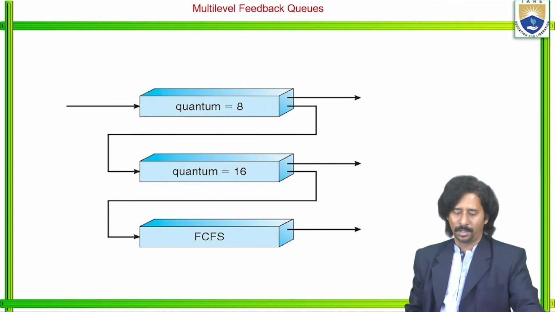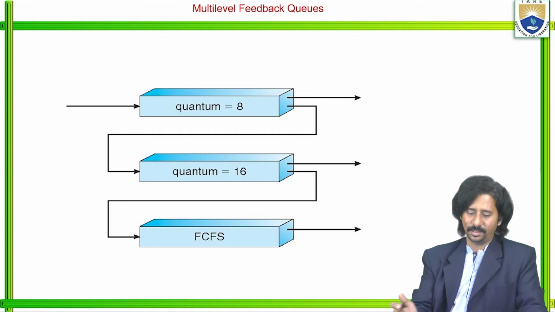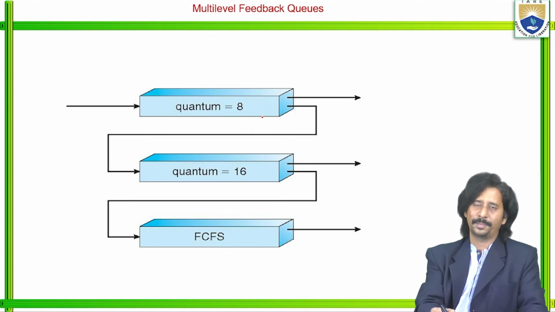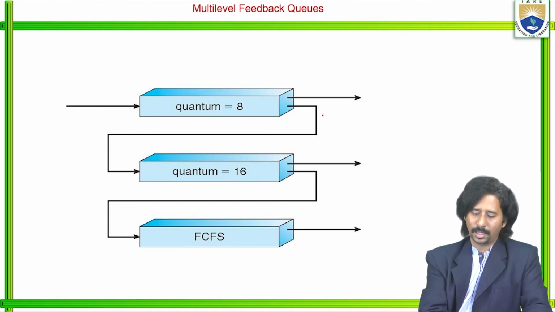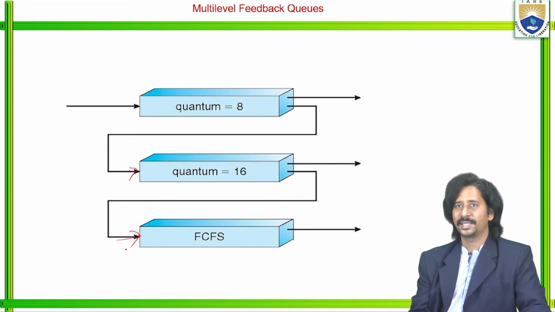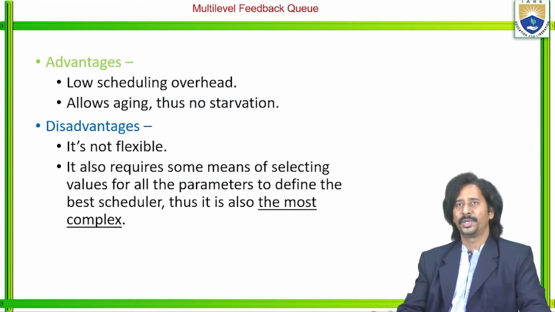See, this is the multi-level feedback queue. As already discussed, this is the first level with time quantum 8, this is the second level with time quantum 16, and this is the third level, FCFS. The output of one level acts as an input to the next one. So that is the multi-level feedback queue scheduling algorithm.